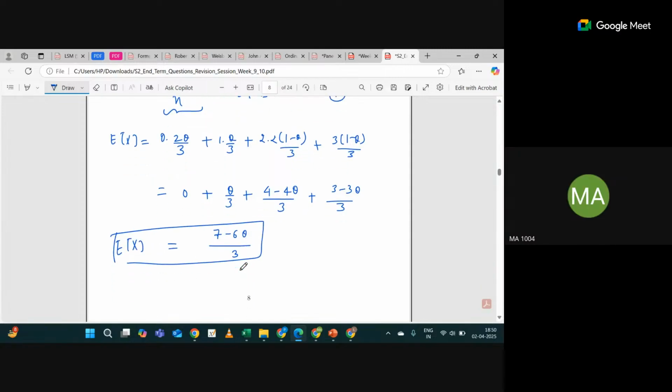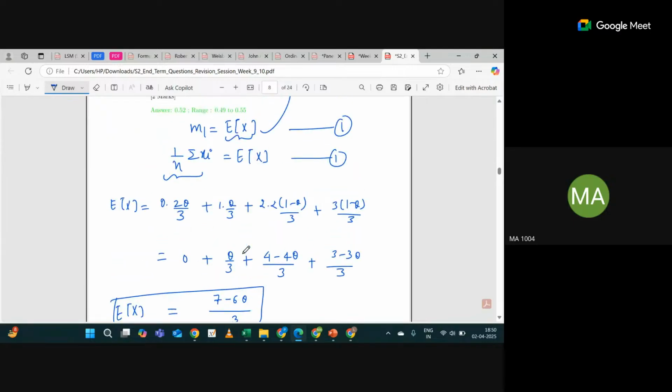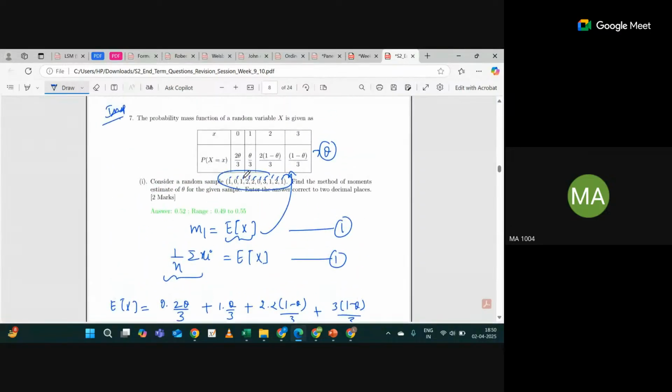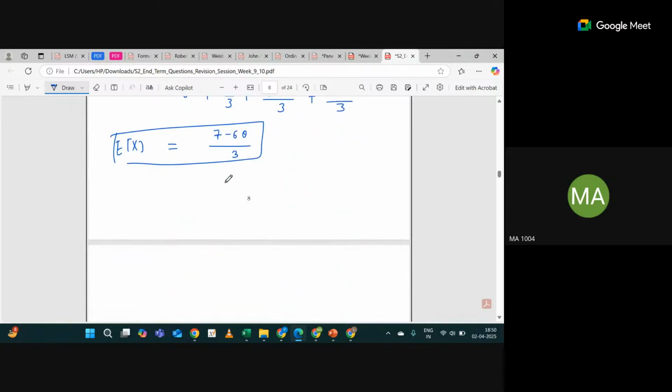Now, from equation number 1, we have to equate 1 upon n summation xi to the expected value of X. So what are the values? We have to add these whole things, right? So it will be 1 plus 0 plus 1, 2, 13. 4, 6, 9, 10, 12, and 13. So 13 divided by 10.